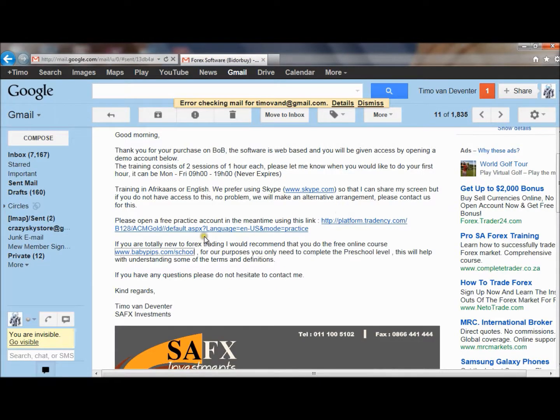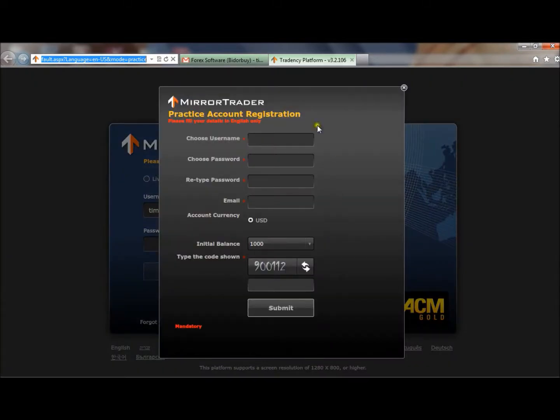Okay, once you've done that, or if you already have quite a grip on the terms and definitions to do with Forex, you can go and click on the link to the software over here. Then it might take some time to load, depending on the server. But what you will get is a screen like this where you have to enter your details.